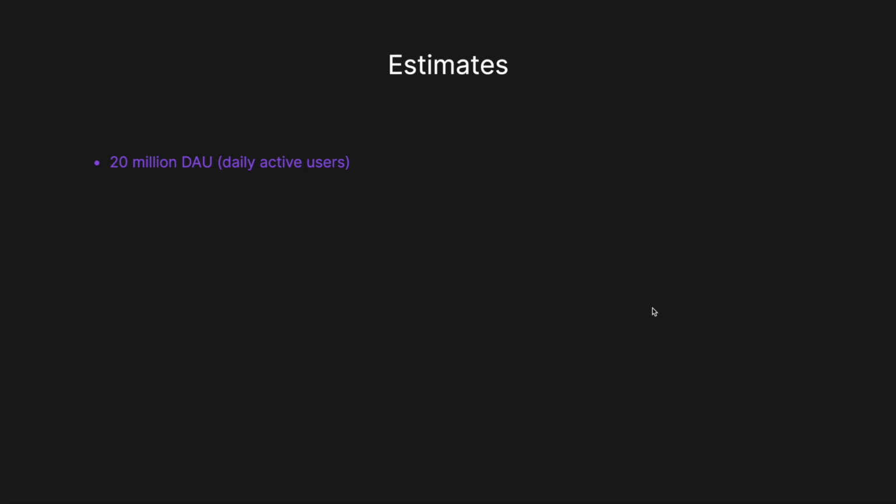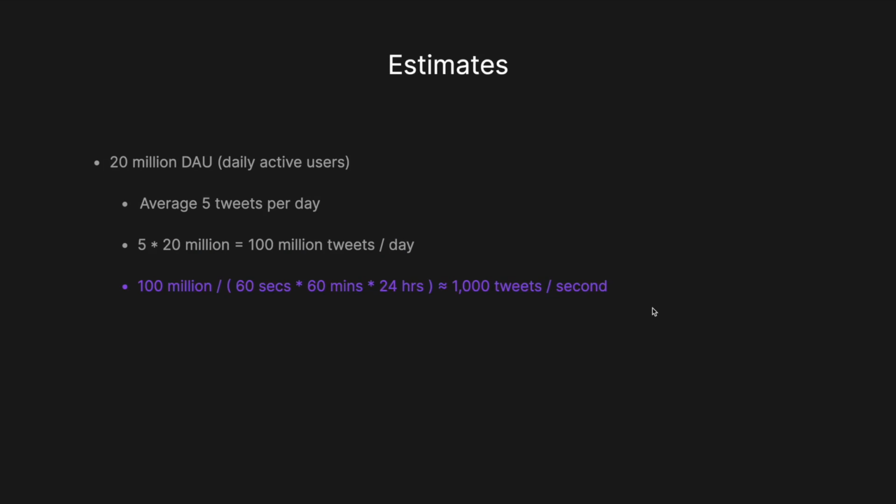So I think we can assume that maybe there's 20 million daily active users, and then on average each person will tweet maybe 5 times per day. With that information we know, okay, we've got 5 tweets per day, we've got 20 million daily active users. Well, that means we've got 100 million tweets per day. And if we've got 100 million tweets per day, then that means we've got roughly 1,000 tweets per second.